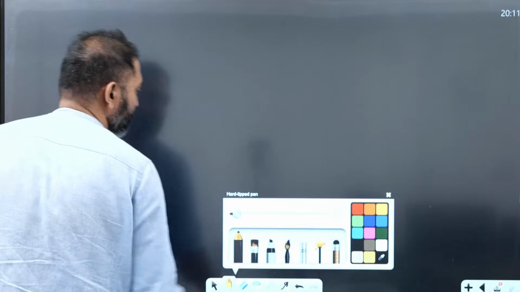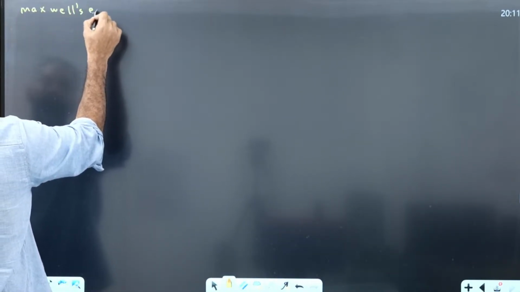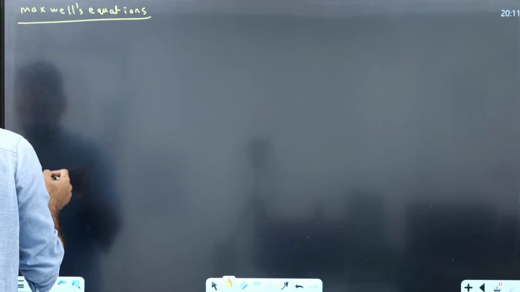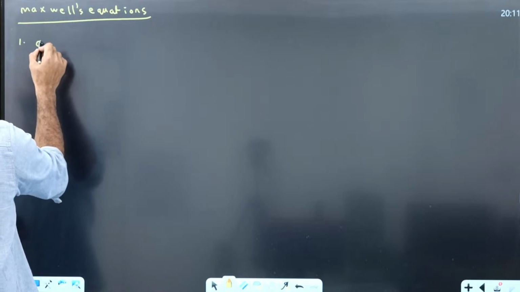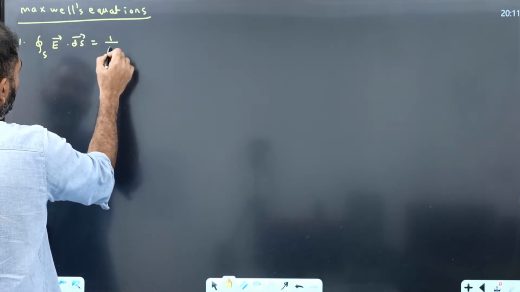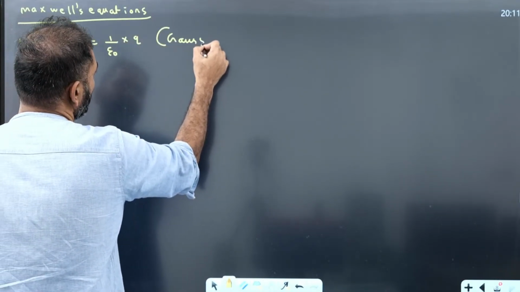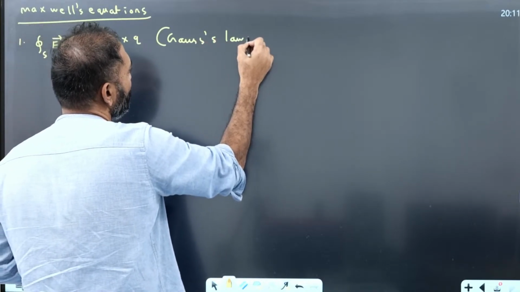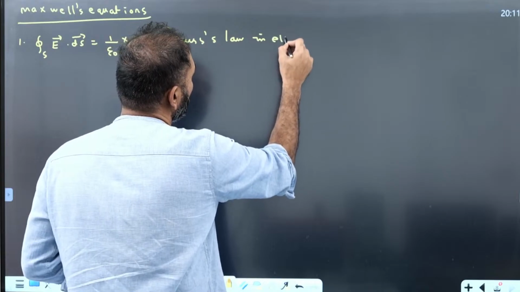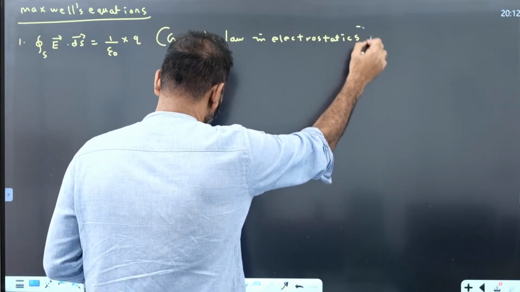Next topic is Maxwell's equations. First Maxwell equation: integral over S E vector dot dS vector is equal to 1 by epsilon 0 times q, which is Gauss's law in electrostatics. See, although this is Gauss's law in electrostatics, still this equation is called what? Maxwell's equation.